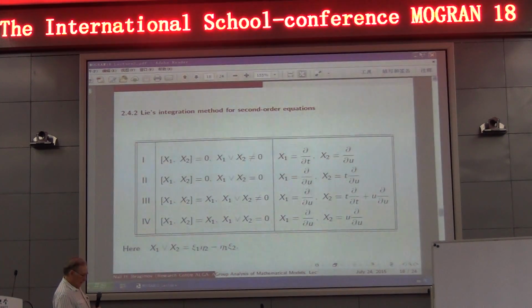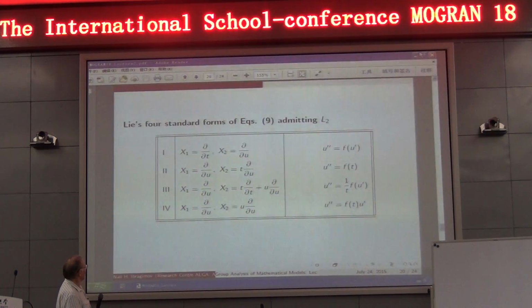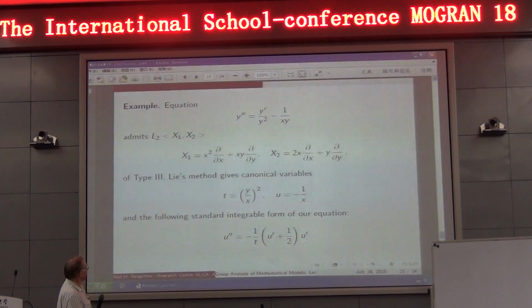Therefore, I want to transform to that form. The operators are x1, x2. In order to do that, I solve the equations given. Yeah, for type 3, t is from there, u is from here. Substituting the expression for x1, x2. This is x1 and x2. You solve those equations for t and u and obtain these variables. Okay? Now, you have to rewrite your equation in terms of these variables.